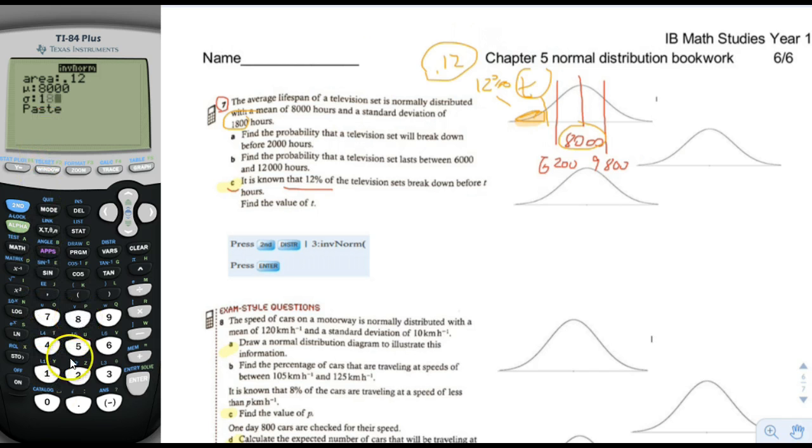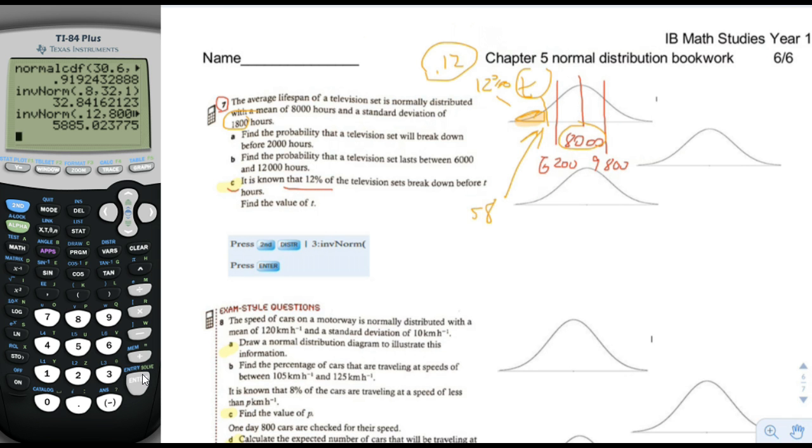1,800. All right, so 1,800 is sigma, that's why I put it there. And then the paste, and it tells me 5,885. Let's see if that makes sense. We mark T over here to the left of 6,200, and look, that's a pretty good estimate. The answer is 5,885, and that's kind of around what we would expect, right?